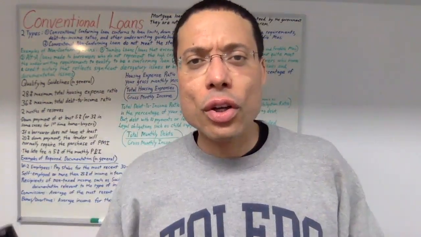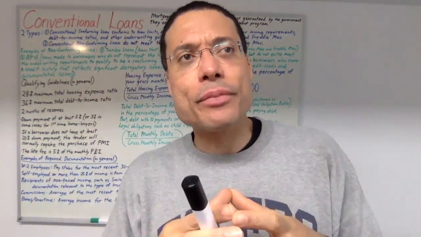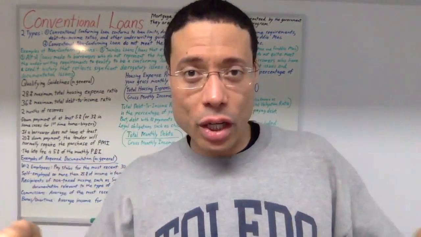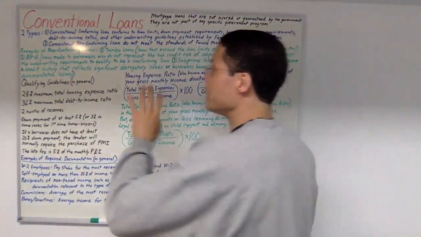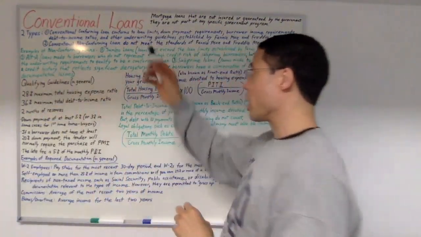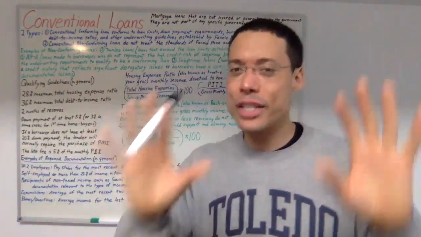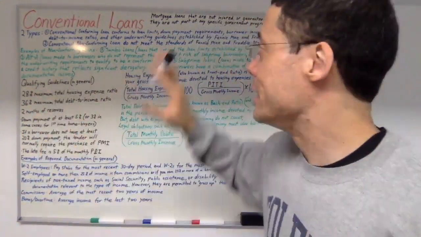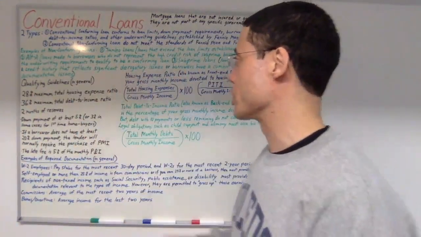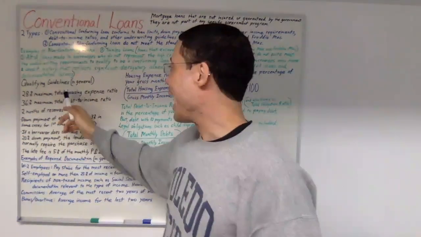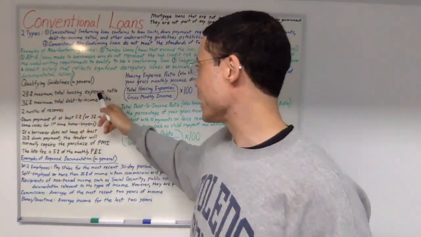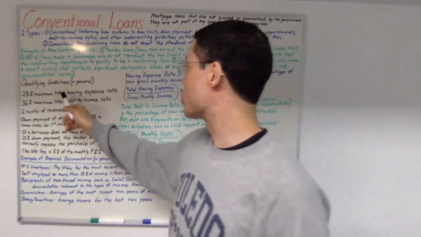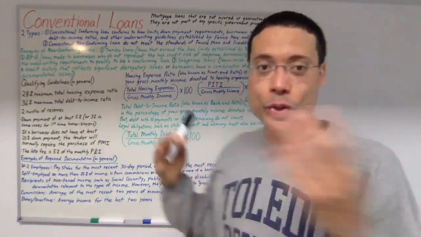In general, what are some of the basic guidelines of conventional loans? Here are some general qualifying guidelines regarding conventional loans. Keep in mind, these are just general guidelines. There are always exceptions. Generally speaking, the total housing expense ratio cannot be more than 28%. Now, what is the total housing expense ratio? How do you calculate that?